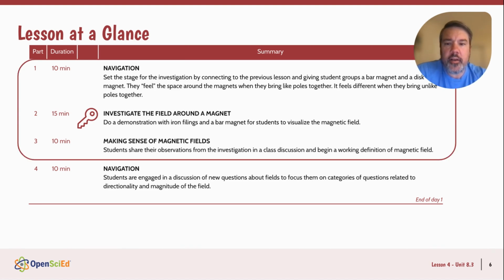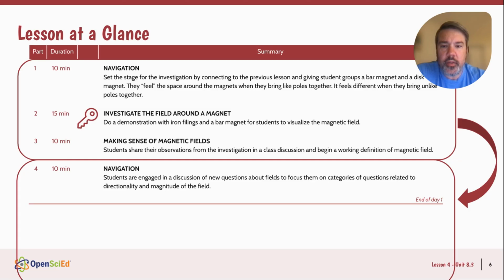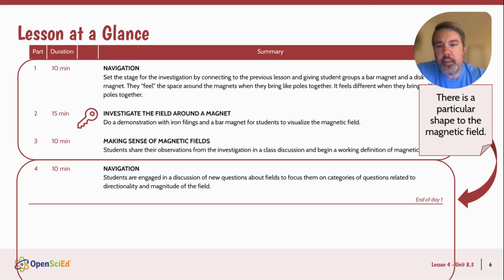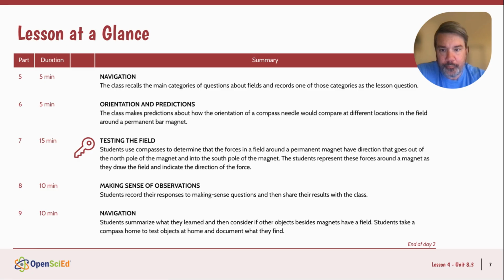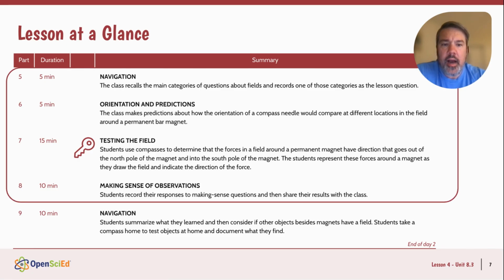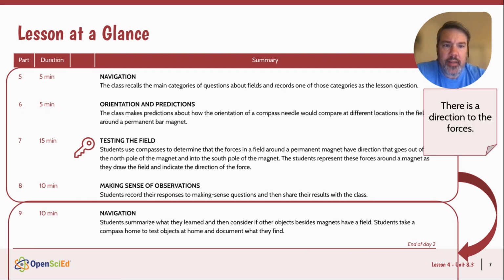On the first day, there's a chunk of the lesson that takes up most of the day, and then that leads us to the navigation. The next chunk happens over the end of this lesson into the next one. In this first chunk, the students figure out that there is a particular shape to the magnetic field, to that area around the magnet. Then we navigate and think more about that magnetic field and its shape and what could be happening there.